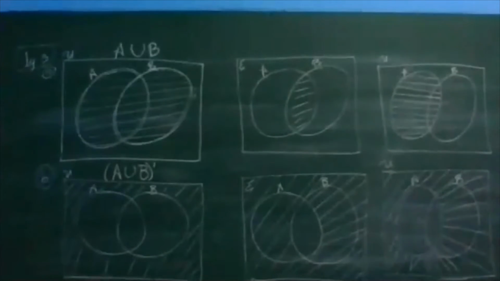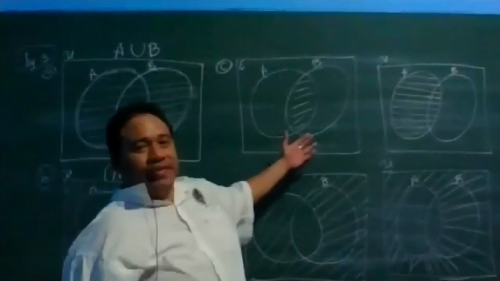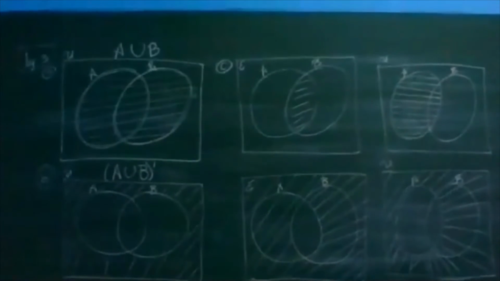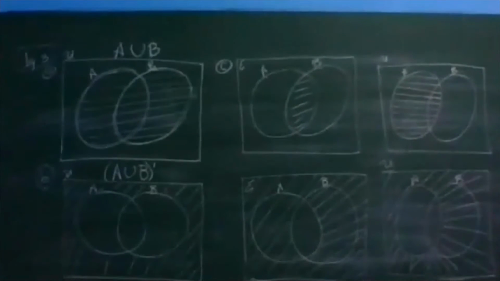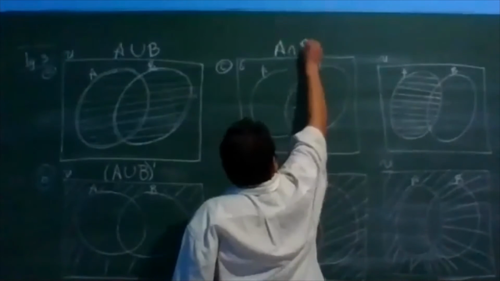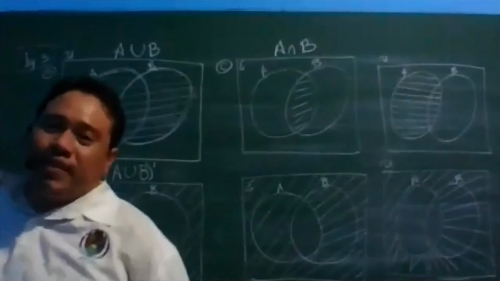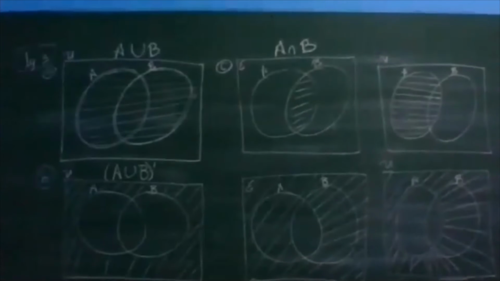Let's look at C. What is shaded in C? In the middle, sir. The middle. And what do we call the middle? The intersection. So this is A intersect B. Good.